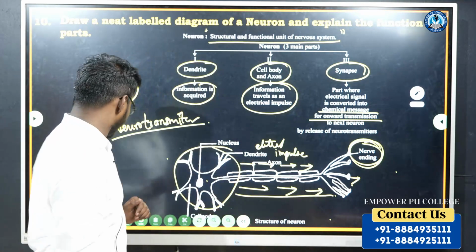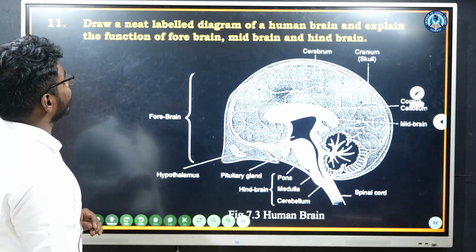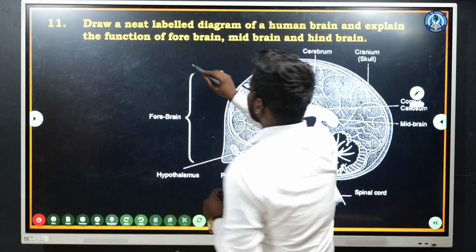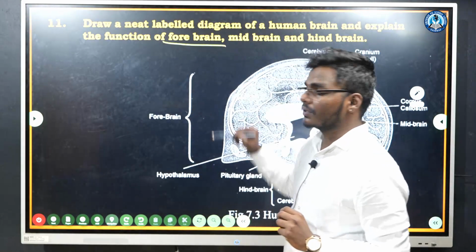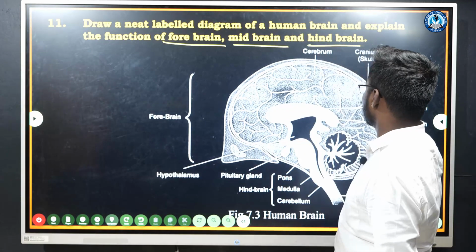Neurotransmitters. Is it clear? So, moving on to the next question. Draw a neat labeled diagram of the human brain and explain the functions of the forebrain, the midbrain, and the hindbrain. First, you need to draw a neat labeled diagram.